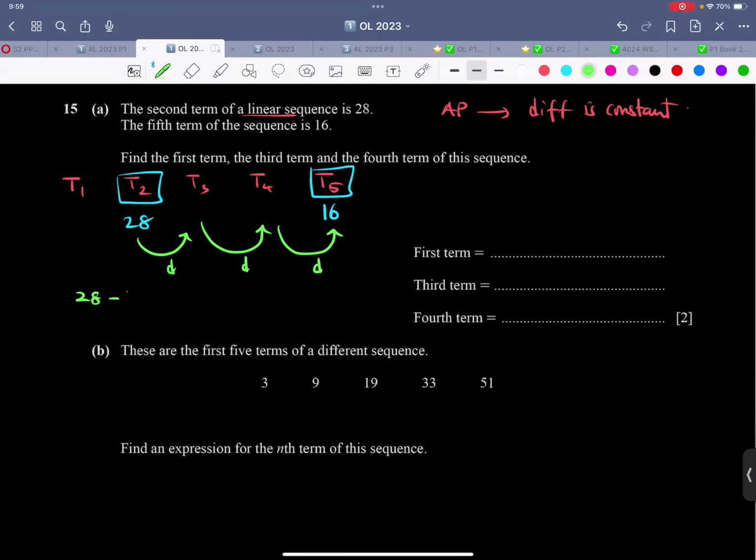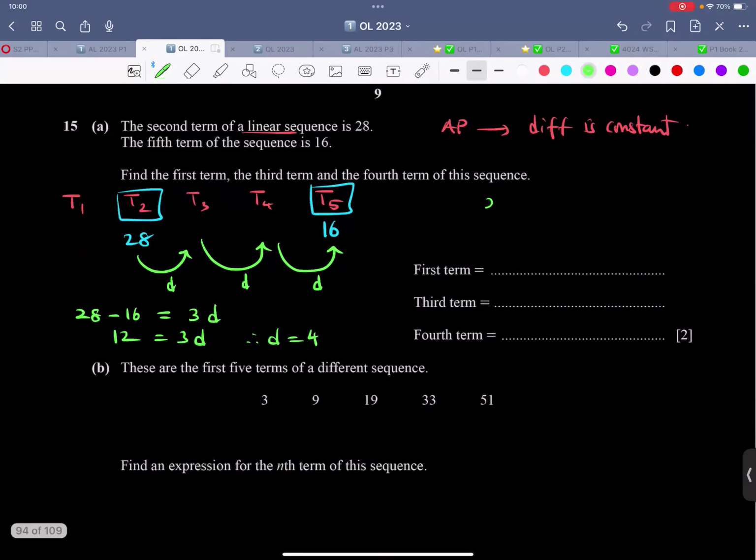So 28 minus 16 is equal to 3D. So 12 is equal to 3D. Therefore, D comes out to be 4. In other words, we have 28 and this difference is actually negative. Why? Because it's 16 minus 28. The numbers are decreasing. So therefore, this is 28 and then negative 4. This makes it 24. Then negative 4, that is 20. That is 16. That makes perfect sense. And the one before has to be 4 greater.